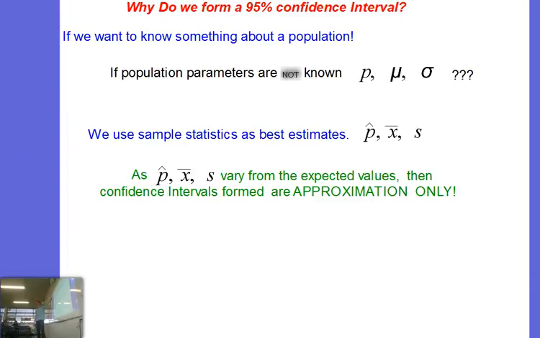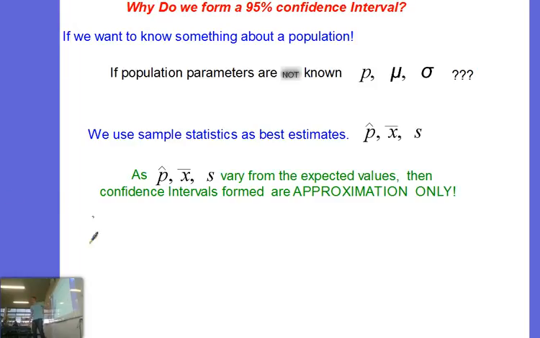If we don't know something about a population, if we are investigators, say we want to know something about our school, we can't survey the whole school. We're just going to survey a sample. But we want to use the results we get from our sample to infer something about the whole school, about the whole population.